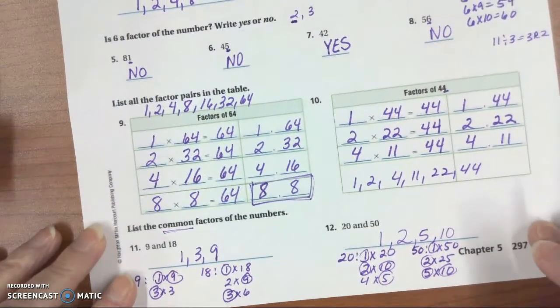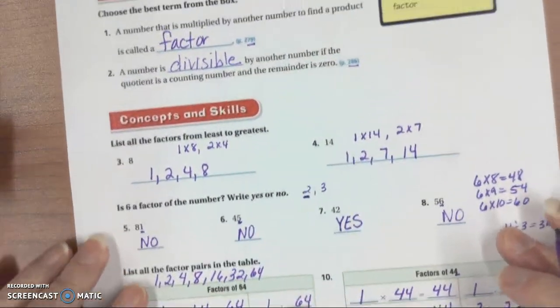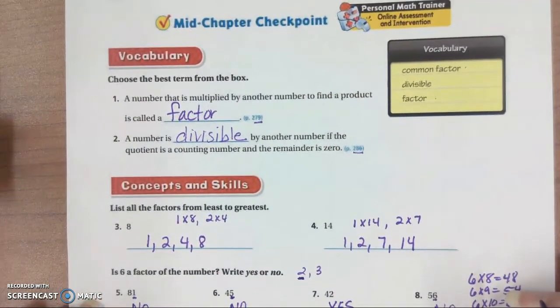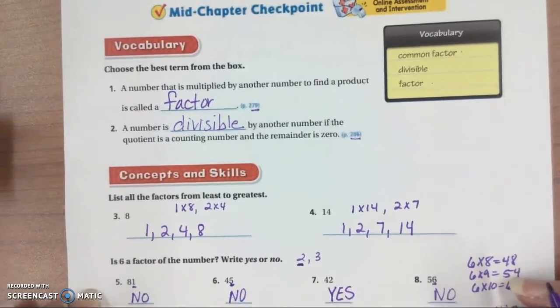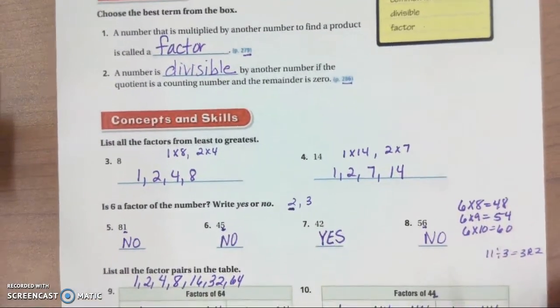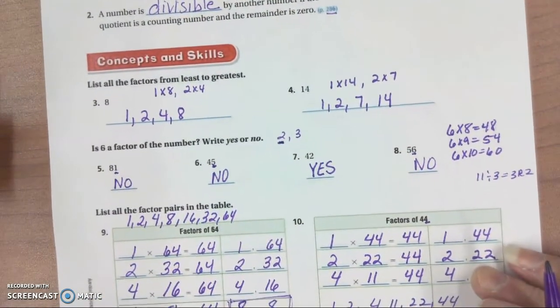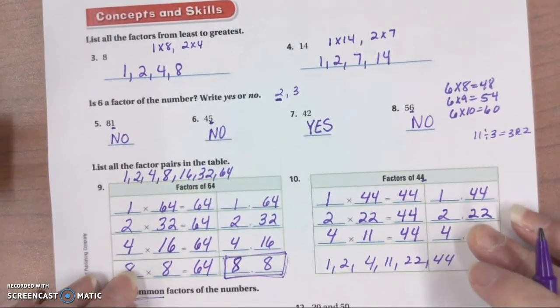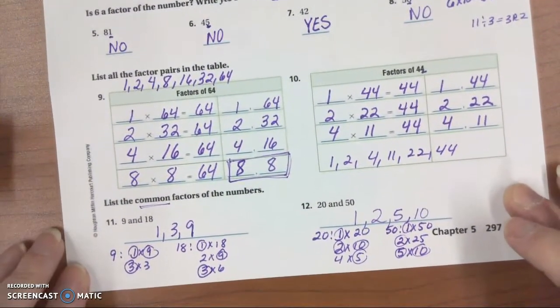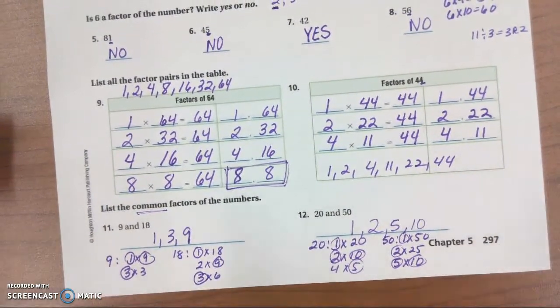So that is review part 1 for the mid-chapter review for Chapter 5 in GoMath. All right, and we'll go ahead and do the video for part 2, and you can watch that after you do your work from page 298.